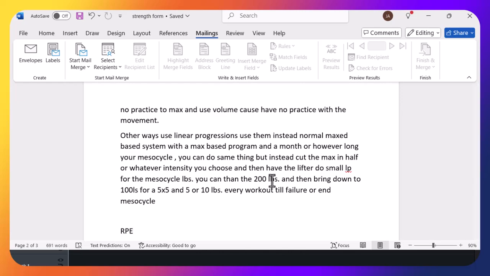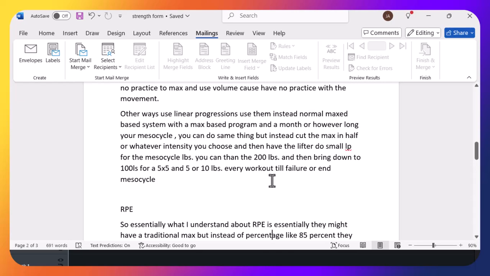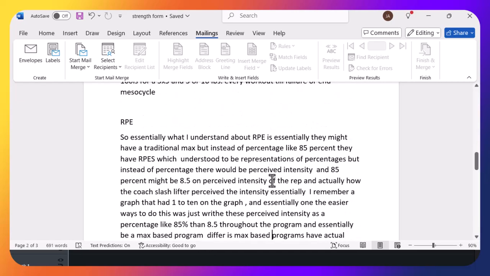Other ways to use linear progressions: use them instead of a normal max-based system, or with a max-based system program in a month, or however long your mesocycle is. Whatever intensity you have chosen, have the lifter do a small LP for the mesocycle. You can take the 200 pounds, bring it down to 100, do the 5x5, and then add 5 or 10 pounds every workout until failure, defined in the mesocycle. RPE.